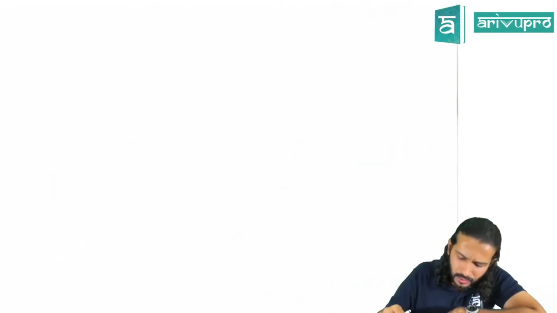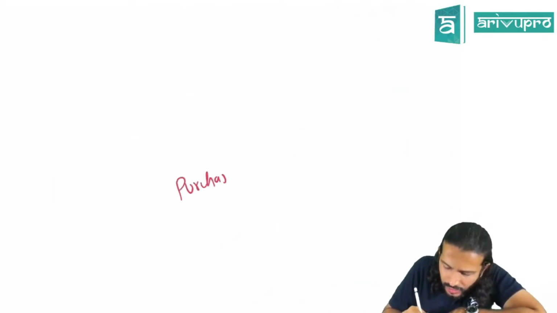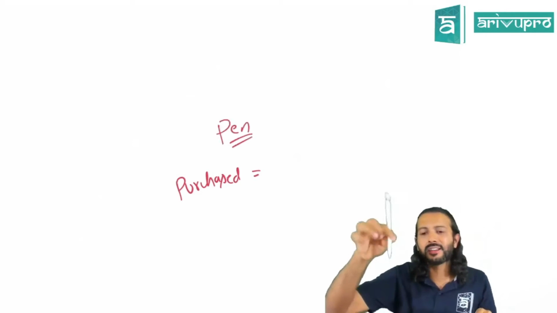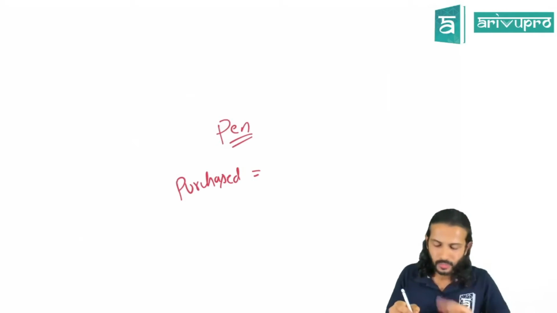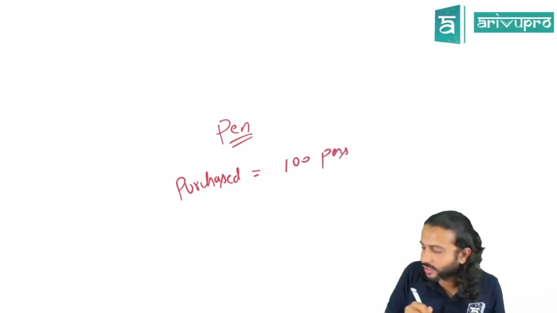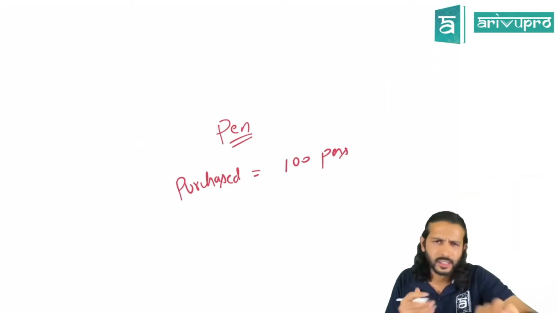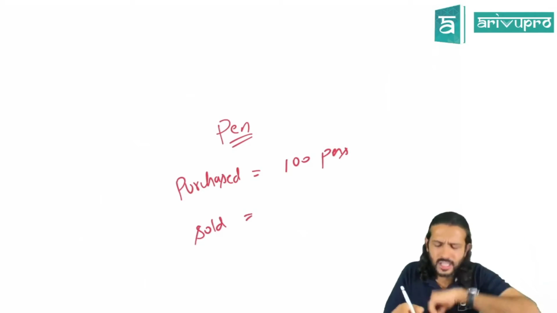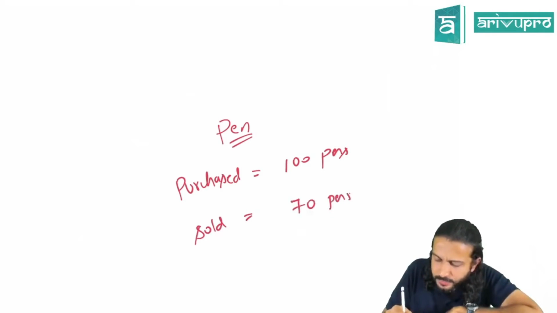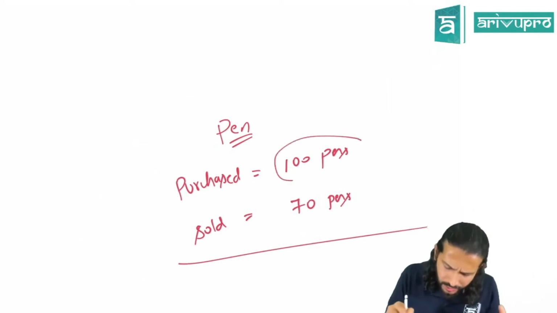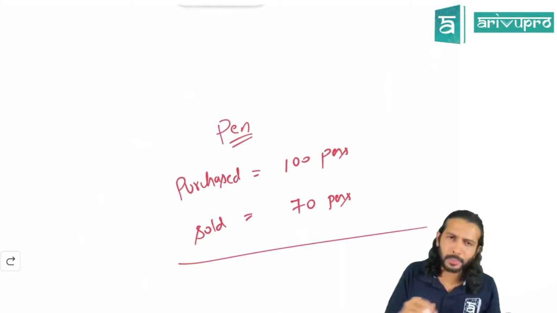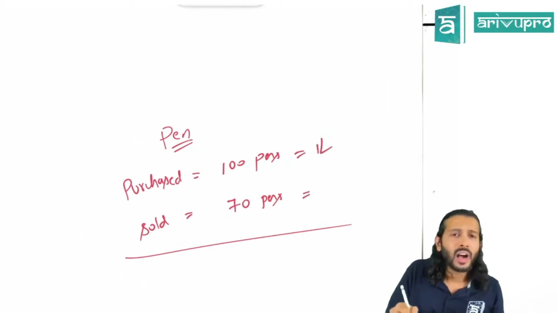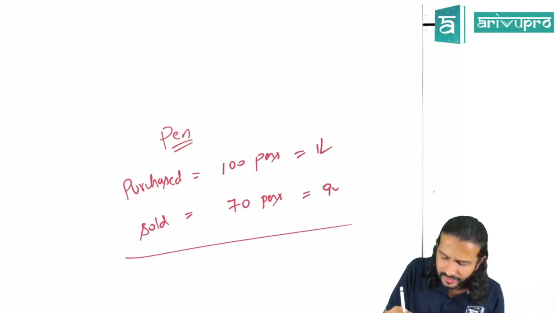To give you an example, sir, let us say I'm a dealer in this pen. I buy and I sell this pen. That is my business. I purchased 100 pens with an intention to sell. During the current year, I sold about 70 pens. Let's say I purchased 100 pens by paying 1 lakh, and I sold 70 pens at 90,000.